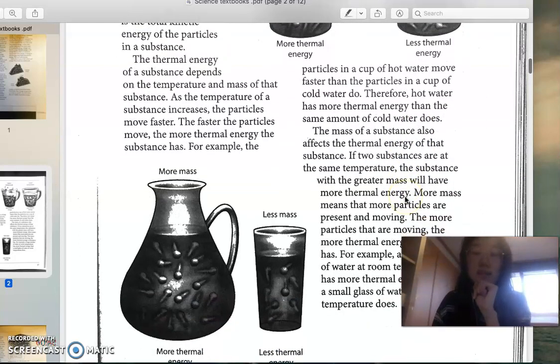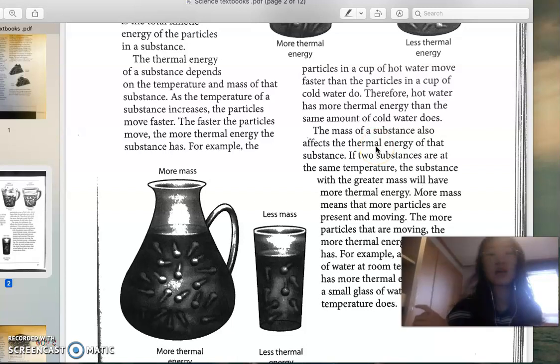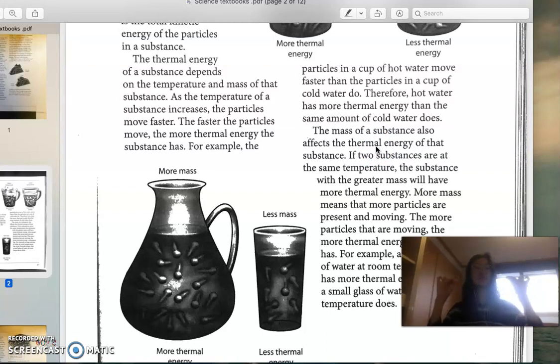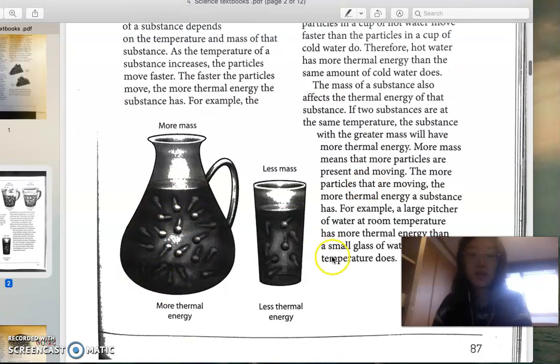The mass of a substance also affects the thermal energy of that substance. If two substances are at the same temperature, the substance with the greater mass will have more thermal energy. So for example, if these guys are the same temperature, this one will have more thermal energy because there's more water.